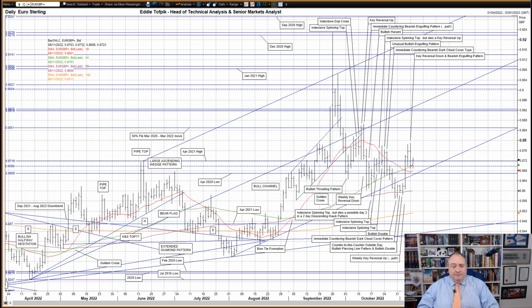Now, so far today, a seeming small consolidation, even a reactionary attempt back up, but sort of not really pushing over the April 2021 high.